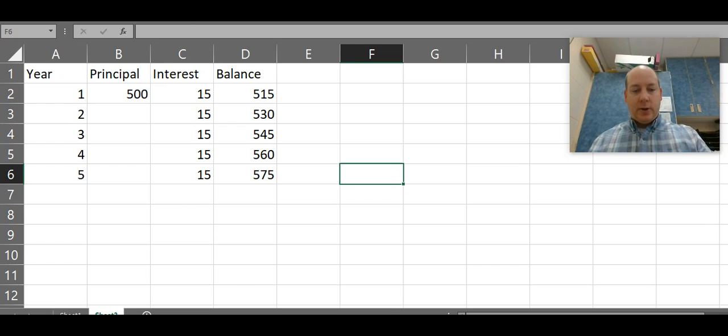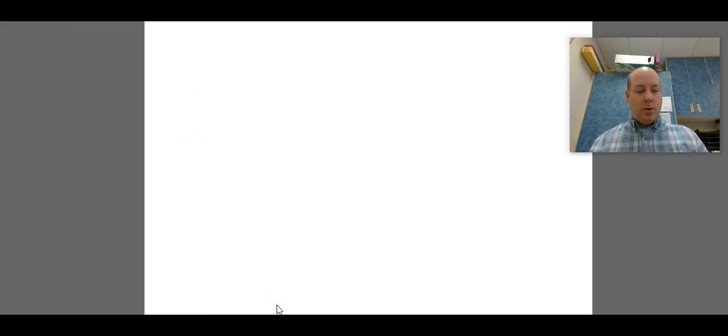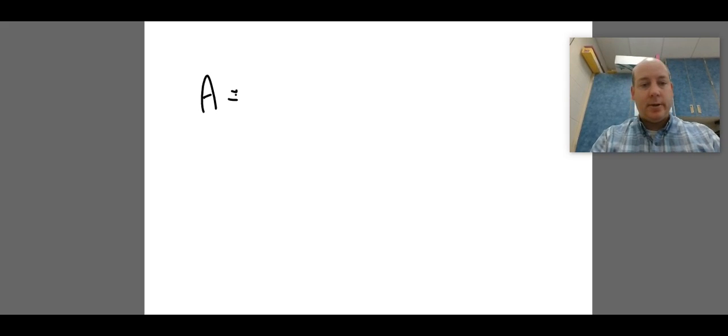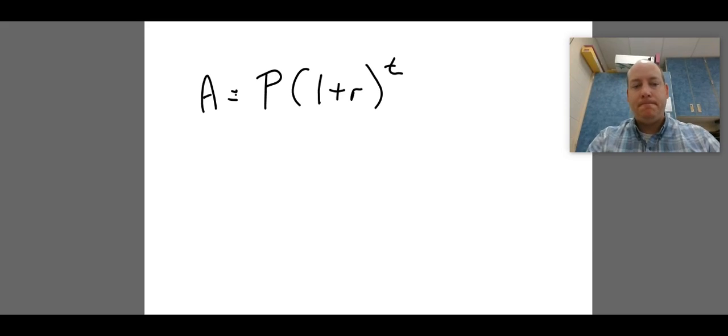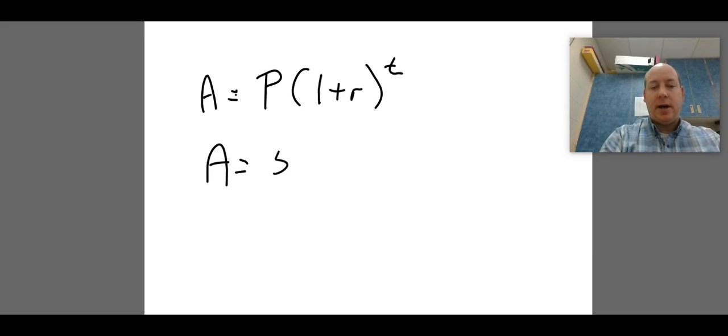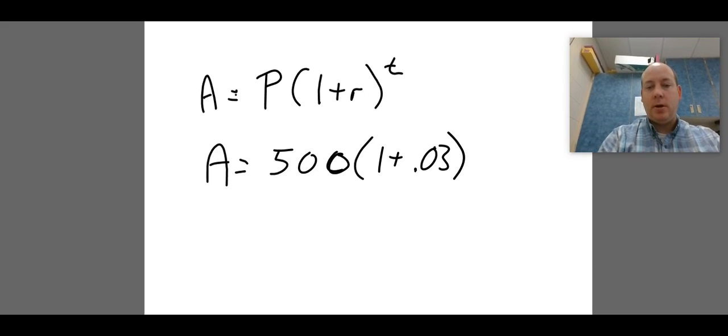Now, to calculate it, our formula is going to be like this. It's going to be our balance. Again, A stands for balance. I'm not sure why they use A again, but that's what the formula is. And then it's your principal times 1 plus your rate raised to the t power. So again, let's say my principal, using the same problem, was $500. 1 plus our rate, 0.03, raised to the t power.